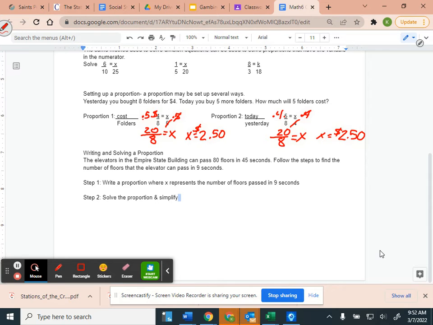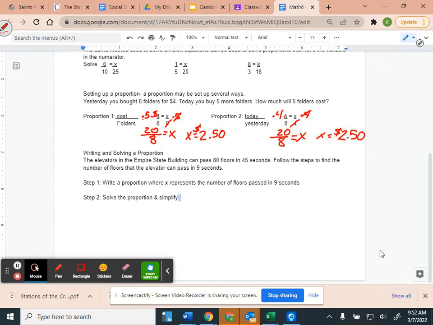So remember that it doesn't have to be exactly the same way. You can flip them. What you have to do is keep costs as the numerator, folders as the denominator, today as the numerator, yesterday as the denominator. You have to be consistent in how you set your proportion up. Either way that we set it up, we got the same answer. Just make sure you're consistent. If your numerator is the money, money needs to be on top for both of the ratios. If your denominator is the folders, it needs to be folders for both. So be consistent.